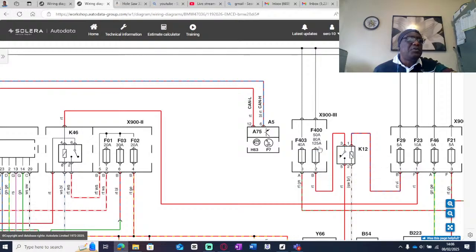powering through fuse F400, which could be either 50 amps, 80 amps, or 120 amps, okay? So it is powering something there, all right? So that's what you need to know about a 5-pin relay. When it's open, it is doing something. It is actually moving this power to whatever is being powered here. They are not showing us that because probably it has got nothing to do with engine management.